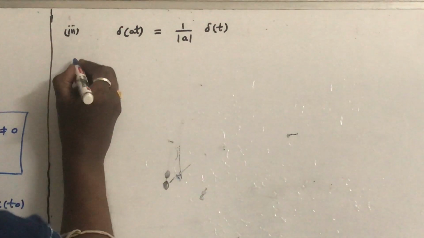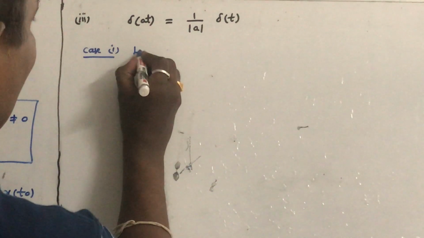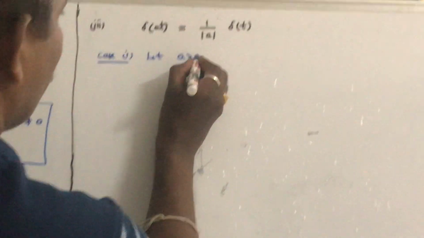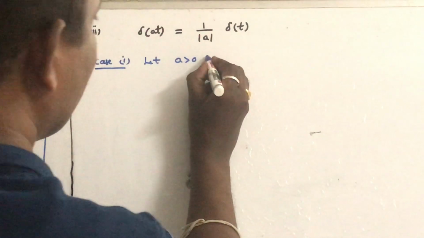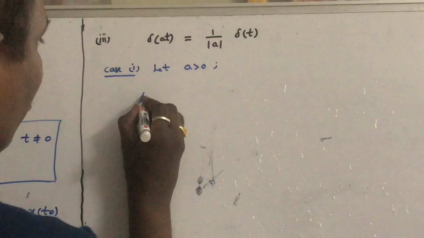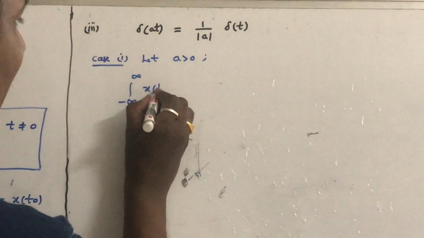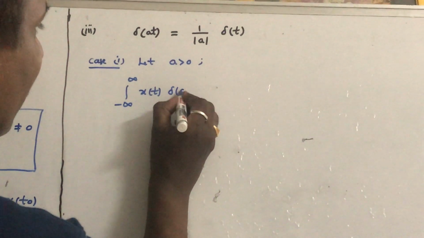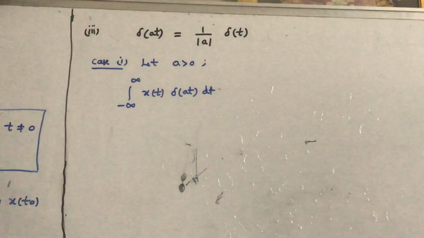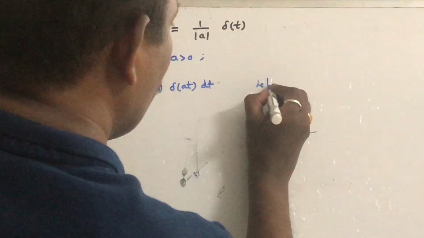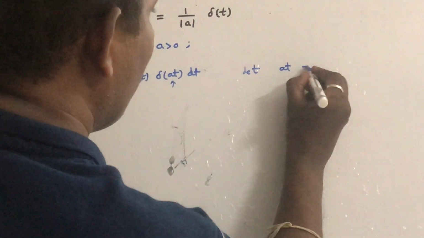In order to prove this, let us take two cases. Case 1: let a be greater than 0. Let a be 1, 2, 3, 4, a positive integer. Now for this case, take the integral of any signal x of t multiplied with del of at dt. Take this integral. In this integral, let at is equal to u, assume that.